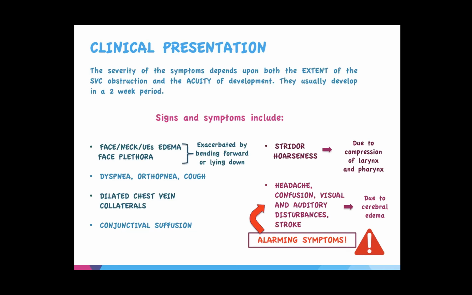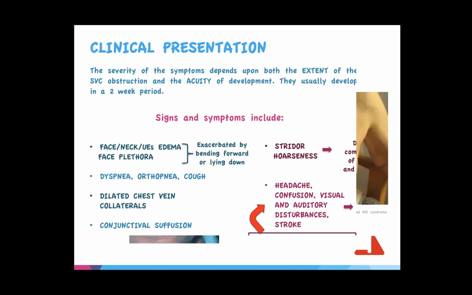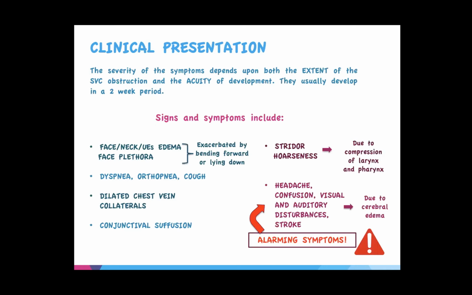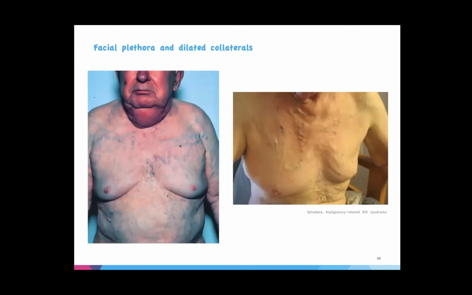And also, all the types of neurological symptoms like headache, confusion, strokes, the patients might go into cerebral herniation, they might die because there's a lot of edema in the brain. So that's really, this is just to show you what it looks like. So the cyanosis of the face and all these collaterals of the thorax.